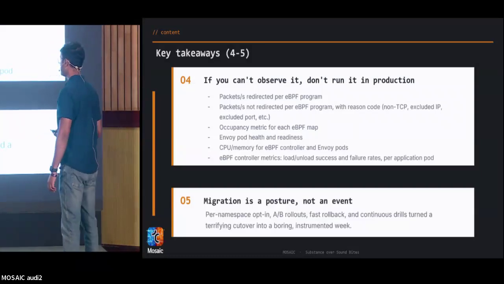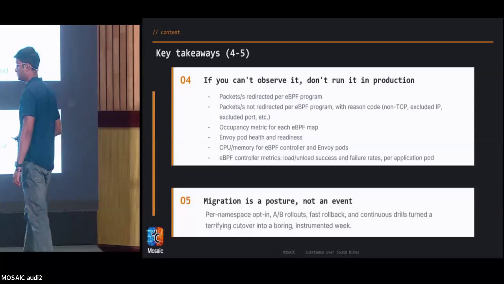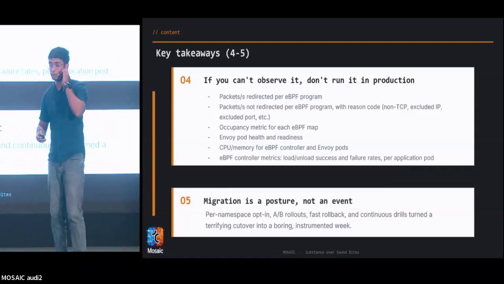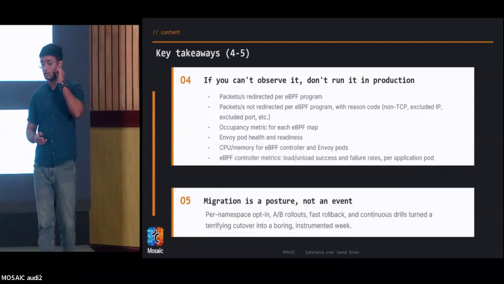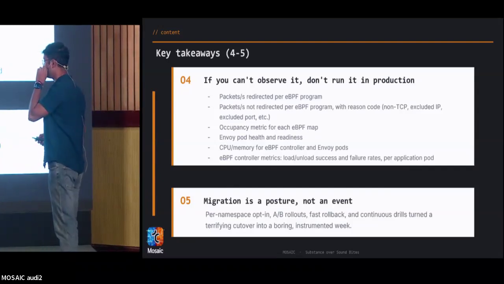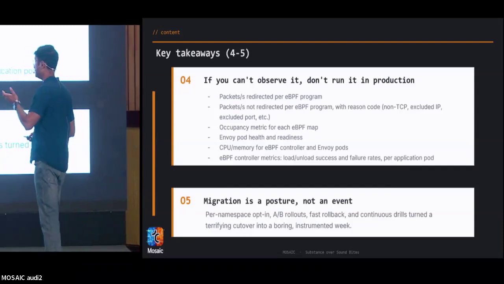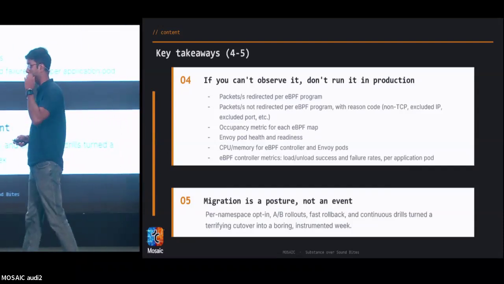Then migration is a posture. It's not a one-time event. Per namespace opt-in or per annotation-based opt-in for services is important. And you need to plan for breaking things in production. If things break, you need to be quickly reverting it.